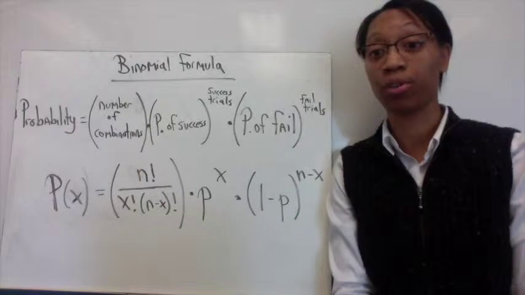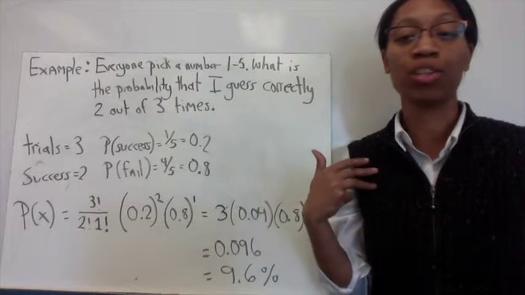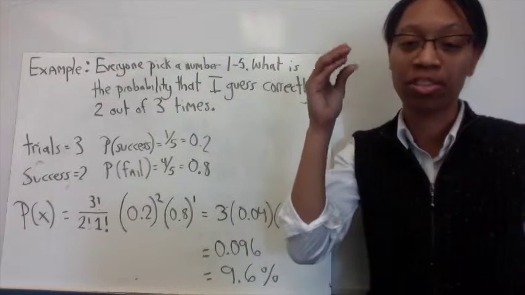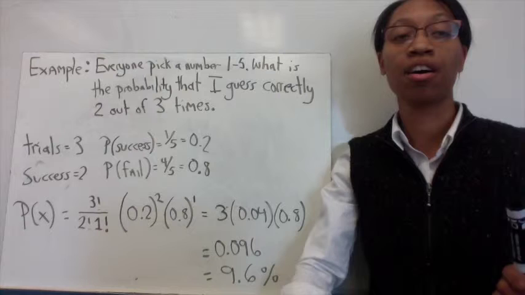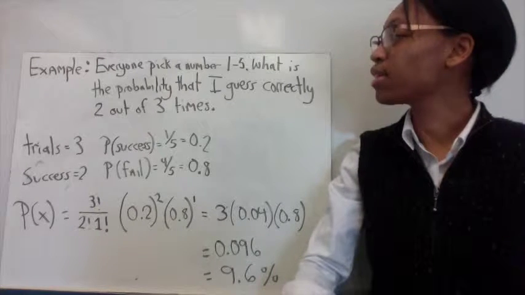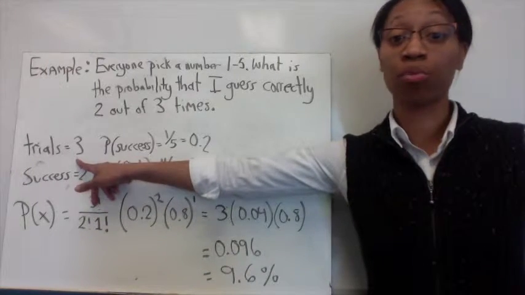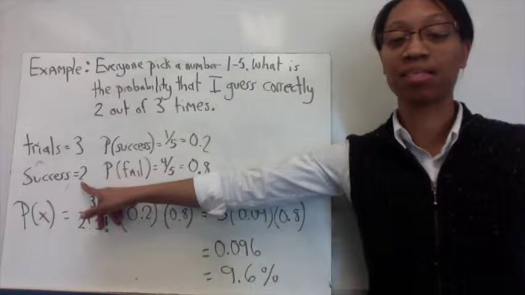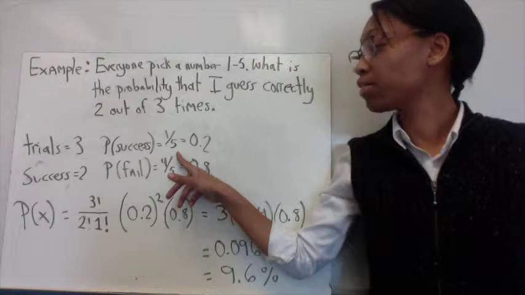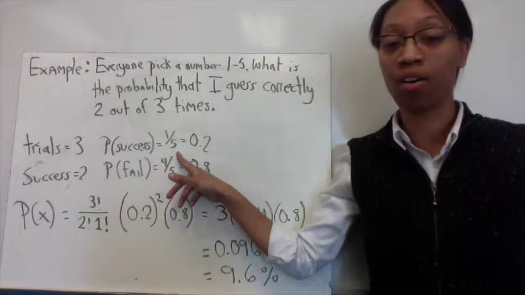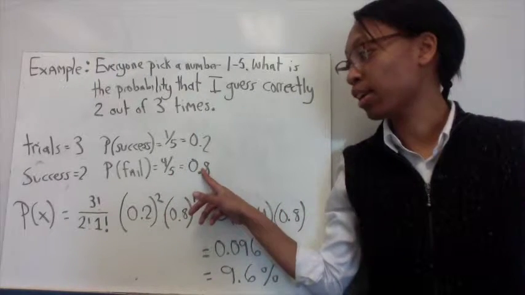All right, let's look at an example using that. I'm going to select 3 people from the room, and I'm going to guess their numbers. What is the probability that I will correctly guess 2 out of 3 of your guys' numbers? All right, so that's the problem. Let's look at some of the variables. I'm going to pick 3 people, so that's 3 trials. I'm hoping to have 2 successes. The probability of success, if you guys are picking the numbers 1 through 5, is 1 out of those 5, or 0.2. And the probability of failure would be 4 out of 5, or 0.8.